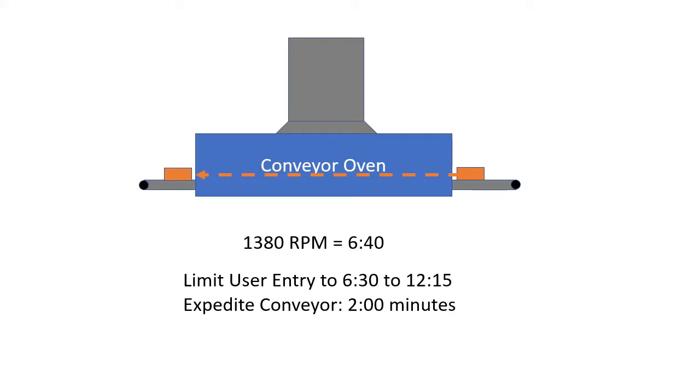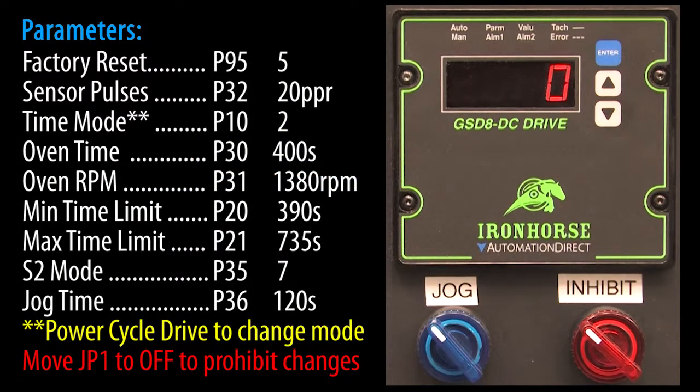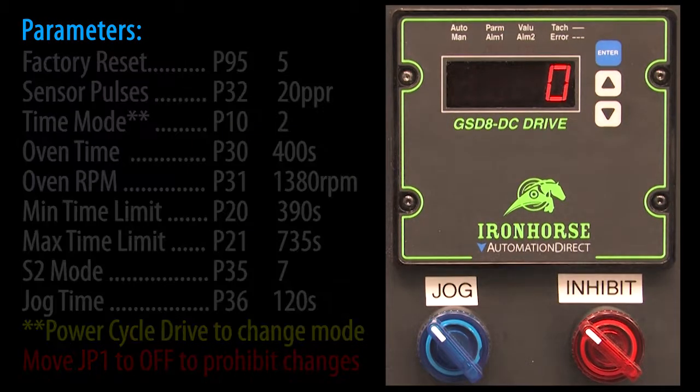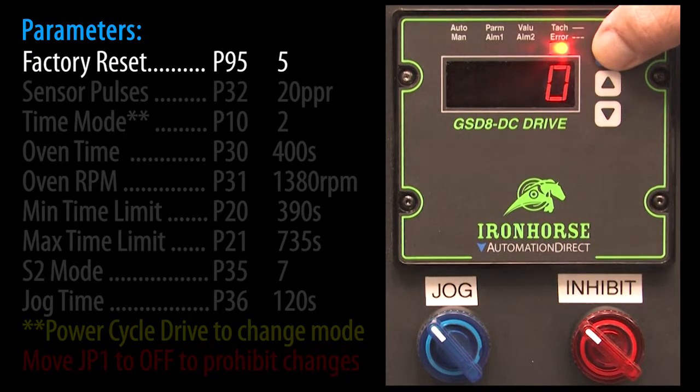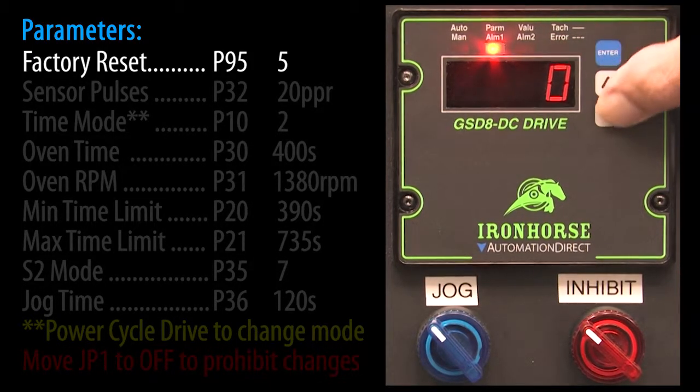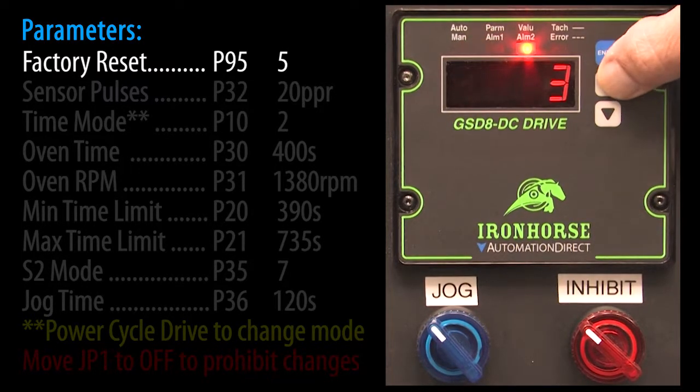Okay, well, we only have to do two things. We need to enter that measured data point and configure the display. Here are the steps to do this. Let's take them one at a time. Before we get started, let's do a factory reset so we're all starting from the same place. Drop into parameter mode, scroll to parameter 95, and enter a 5.